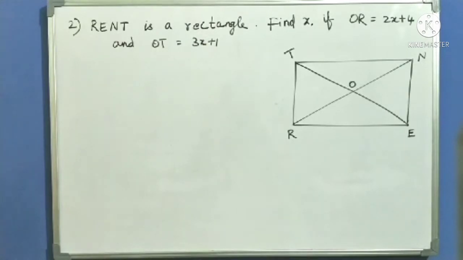Next question: RENT is a rectangle. Find X if OR equals 2X plus 4 and OT equals 3X plus 1.